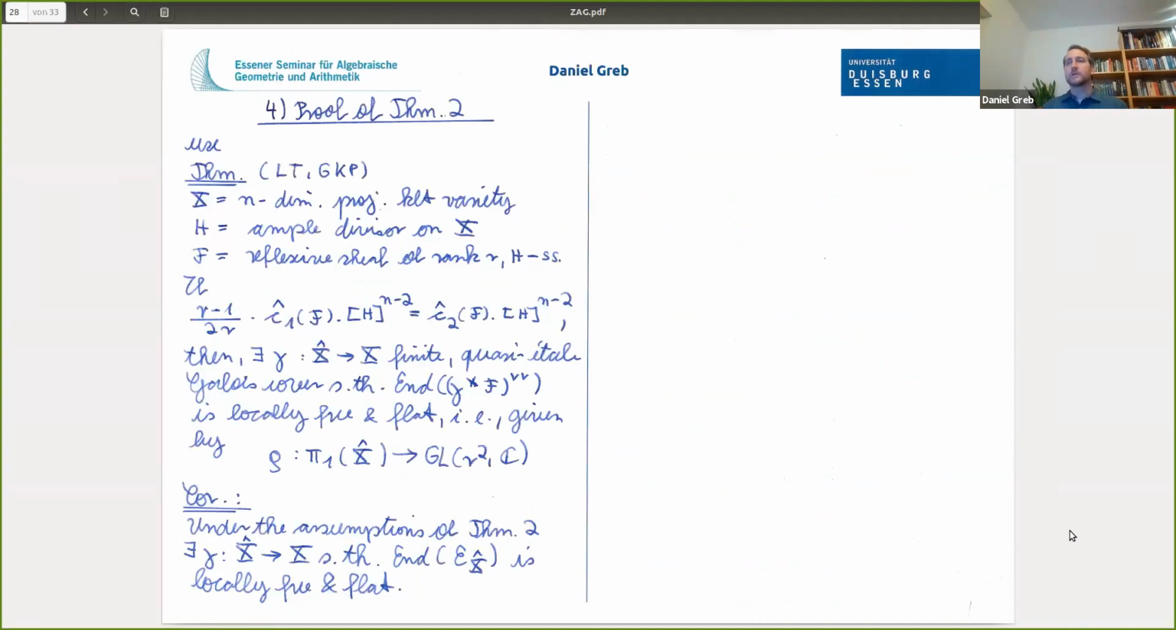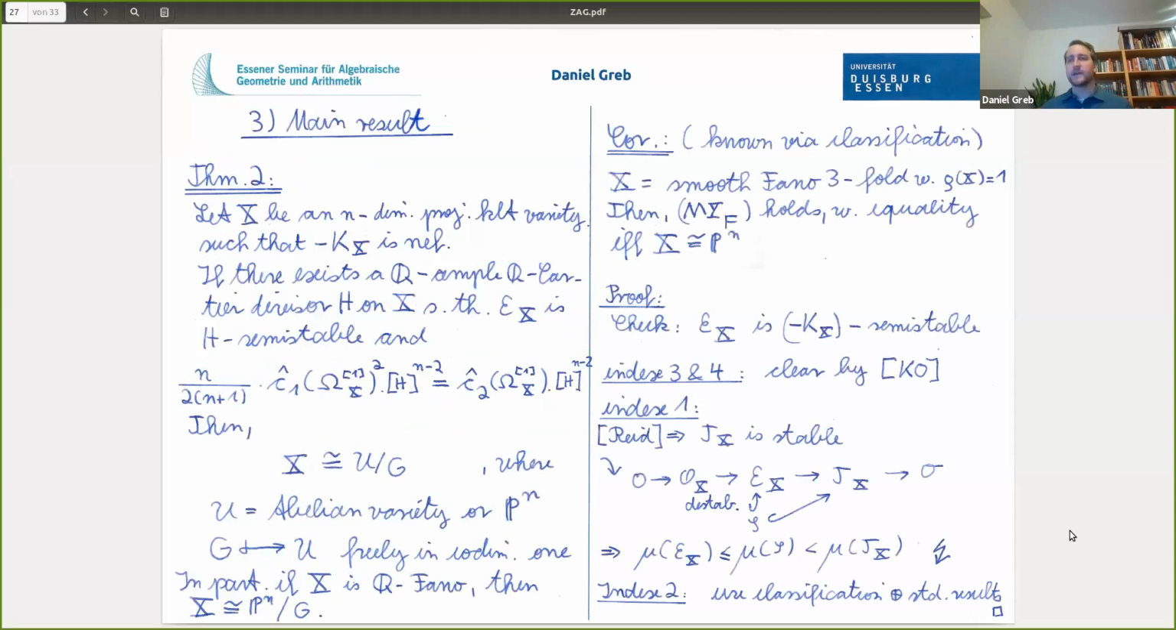Okay, so let me move on to give you a proof of this uniformization result. So let's recall it. We have an X with minus K_X nef. We have a polarization for which this extension is semi-stable, and the inequality which holds is an equality. And we want to show it's of this very special kind.